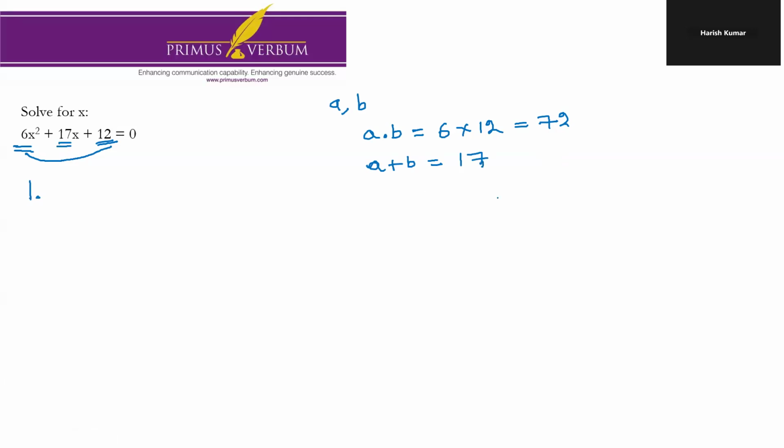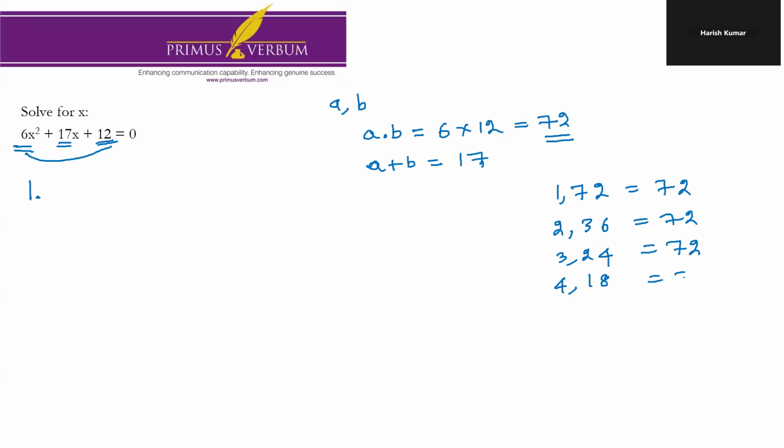So first we will try to find the factors of 72, that is, the two numbers which when multiplied give us 72. Then we will see which of the pairs adds up to 17. Let's begin. What are the factors of 72? We have 1 and 72, 2 and 36, 3 and 24, and 4 and 18, each giving 72.